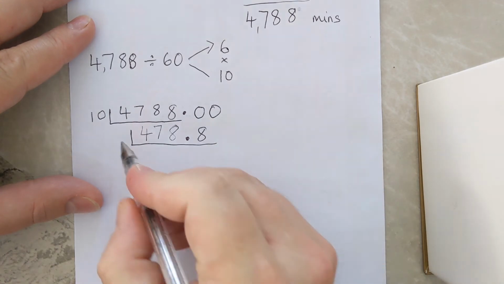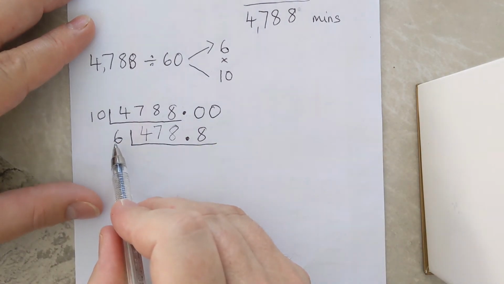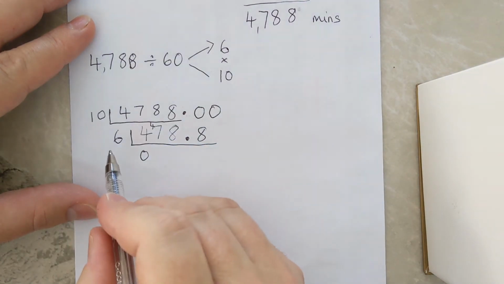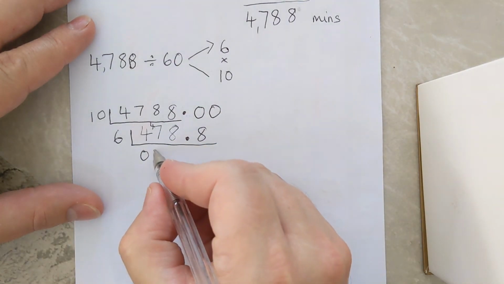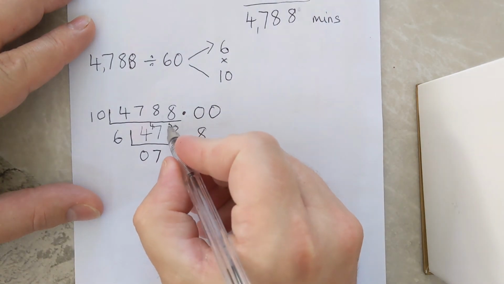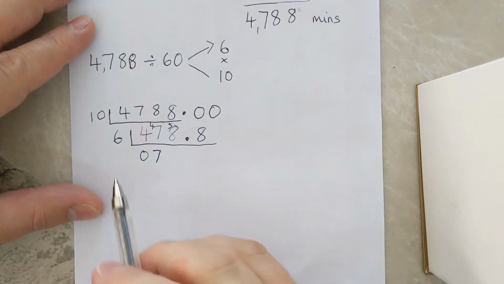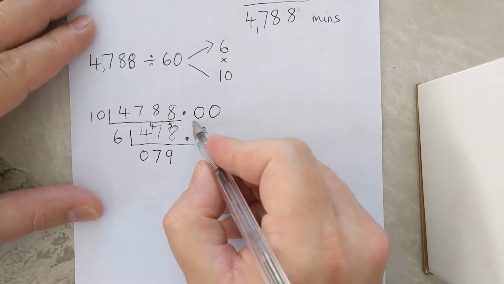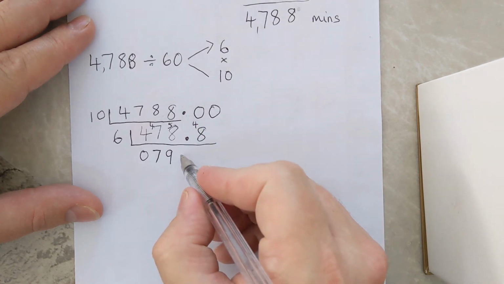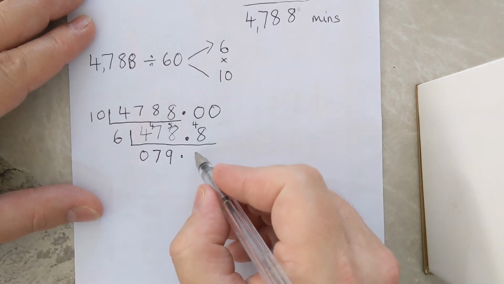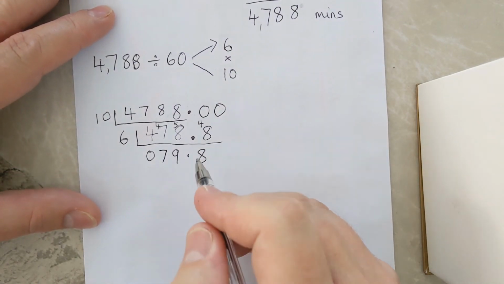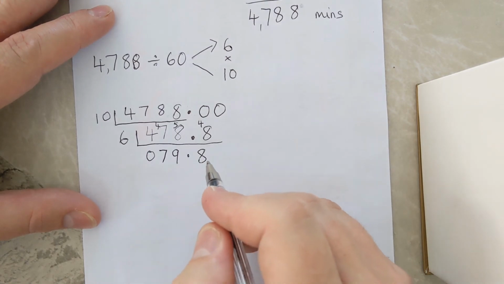Now, like I said, I'm going to divide by 6. So 6 goes into 4 no times. So we have our remainder of 4. 6 goes into 47 7 times with our remainder of 5. 6 goes into 58 9 times with a remainder of 4. And 6 goes into 48 8 times. So my answer is 79.8. Okay, 79.8 hours.